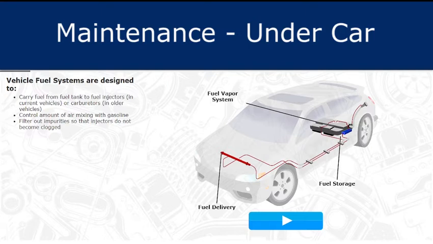If there are impurities in the fuel, they may clog the injectors. To avoid this, the fuel system also filters the fuel. Select the play button to view the fuel's movement through the system. When finished, select Next to continue.